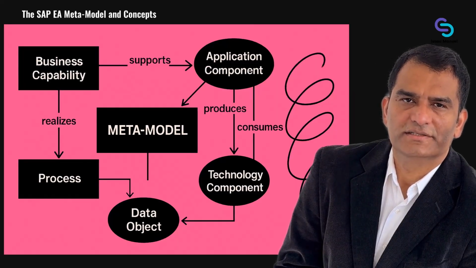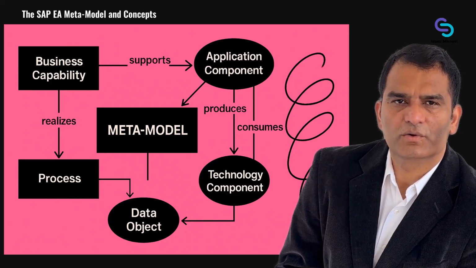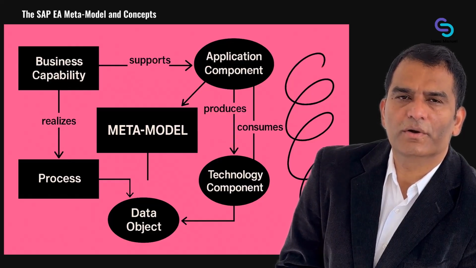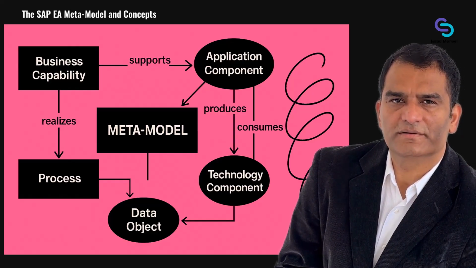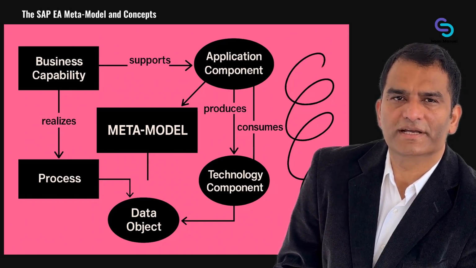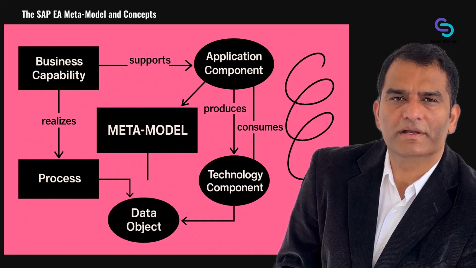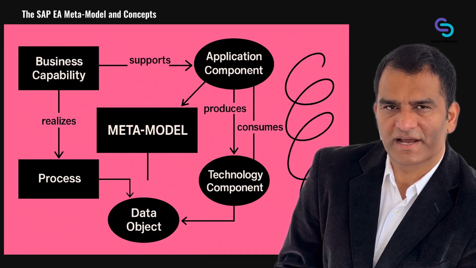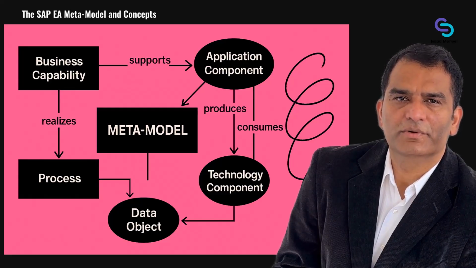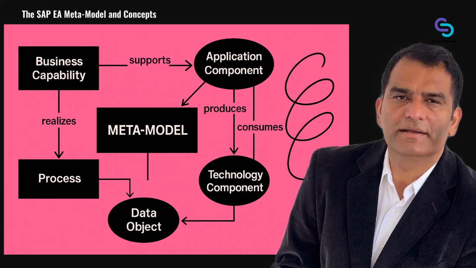Underpinning SAP's methodology is something called a meta model. If the framework is the process, the how, the meta model is about the what. It defines the building blocks of architecture and how they relate to each other. In simpler terms, a meta model is a model of the models. It specifies all the key concepts we deal with in enterprise architecture, like business capability, process, application component, data entity, technology component, and so on, and the relationships between them. This ensures that all the artifacts we produce can fit together consistently.